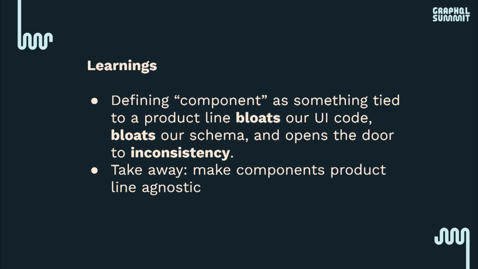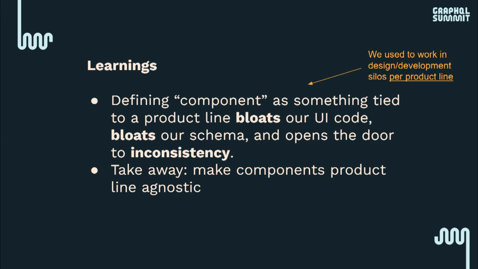You could also say that this was an example of not separating on the right concern. We separated based off product line. And that was really pretty logical because we used to work in design and development silos per product line. So, of course, we started building flights components and cars components, et cetera. And then that bloat flowed down to our schema. And I should call out, I only showed you web components. I assume the same bloat and redundancy is also occurring in our Android and iOS repositories.